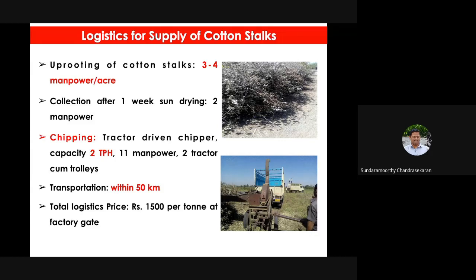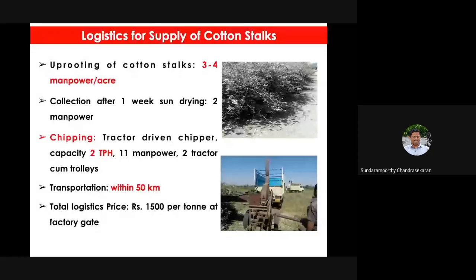And we have found that it would be more efficient to chip these stalks into smaller size. And if these chipped stalks are being transported, almost a huge volume of stalks can be transported. And it also saves the labor in the field. And it enables easy access for the producers to get a chipped stock to process it further. So we have developed that model, and it seems to work in the radius of 50 kilometers. And this has been demonstrated to the farmers.